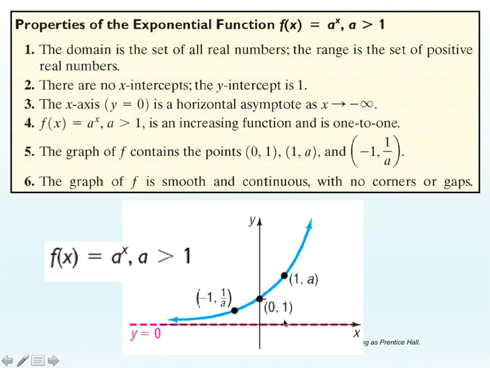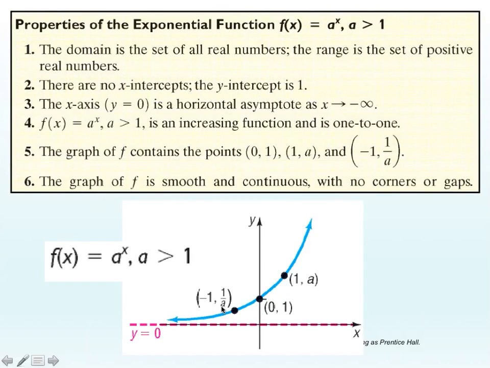The x-axis, which is the line y equals 0, is going to be a horizontal asymptote, okay, and we're going to talk more about asymptotes later in the class. And then f of x equals a to the x, where a is greater than 1, is going to be an increasing function, and it's going to be 1 to 1 as well. And then the graph is also going to contain the points (0, 1), (1, a), and (-1, 1/a).